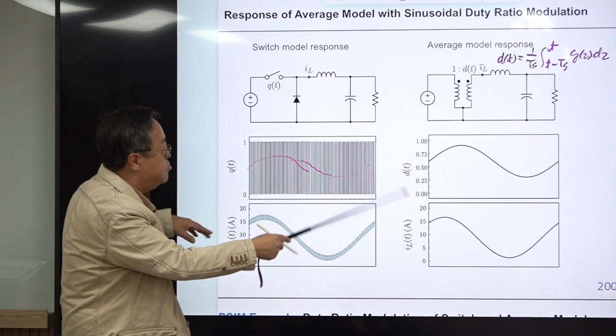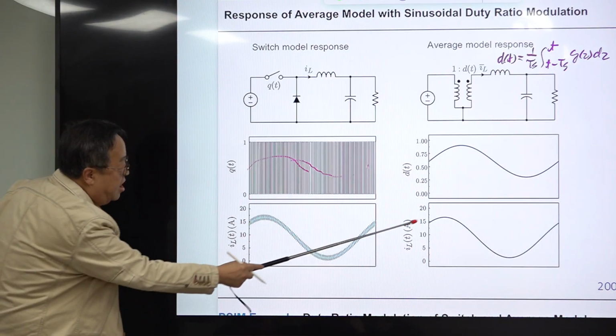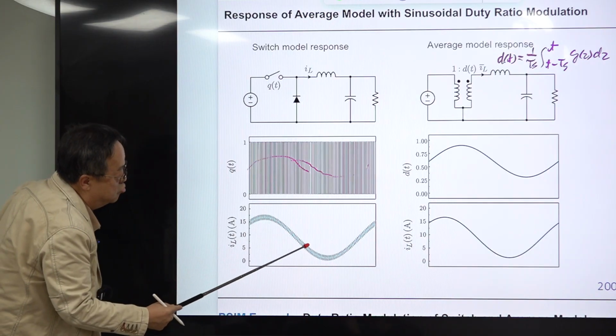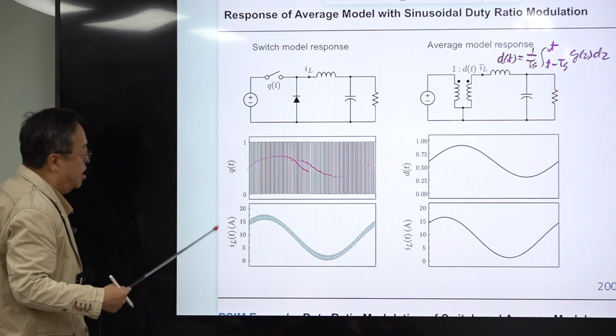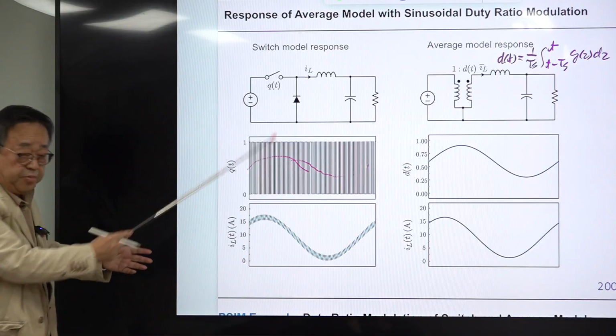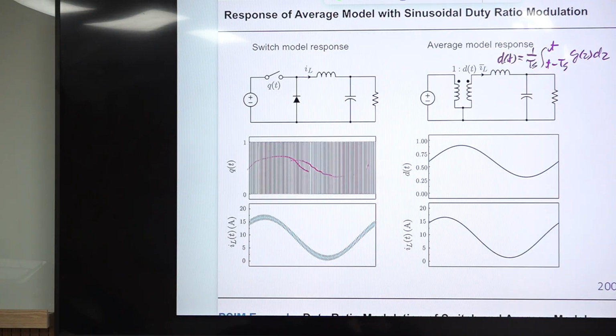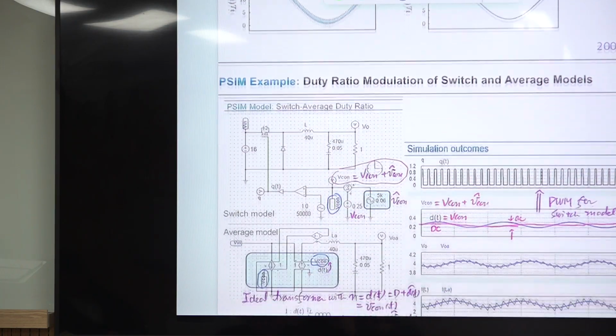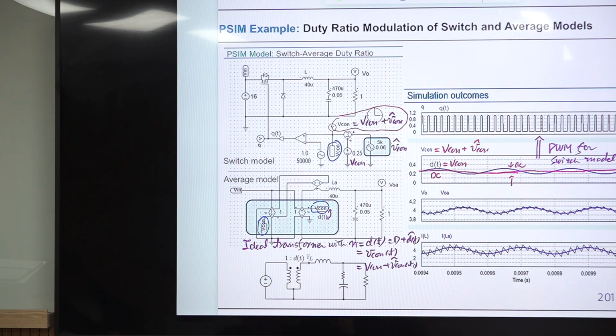So I have this simulation result, and it exactly follows the moving average of this ILT of this switch model. This is one example, and this part is also important. DT is this kind of mathematical operation, and this is the simulation using PSIM. So I have two models.